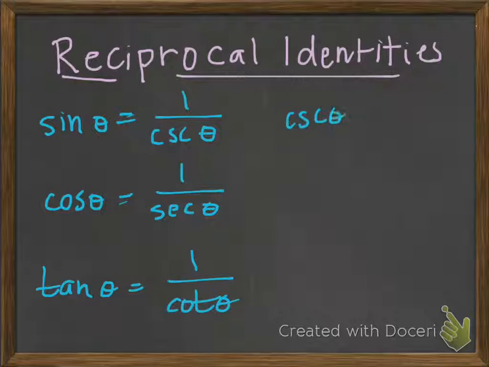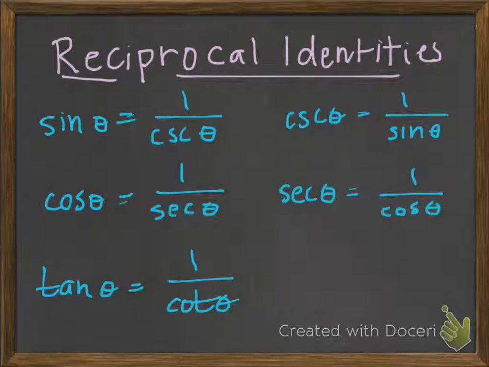Cosecant is the reciprocal of sine. Secant is the reciprocal of cosine. And lastly, cotangent is the reciprocal of tangent of theta. So essentially all the rules say that if I know sine, I flip sine and now I know cosecant. If I know cosine, I flip it, I know secant, and so on.